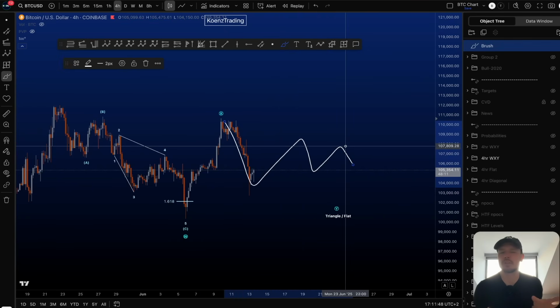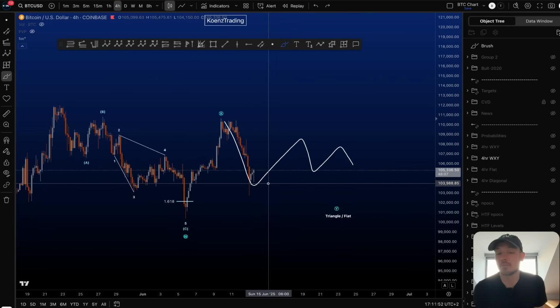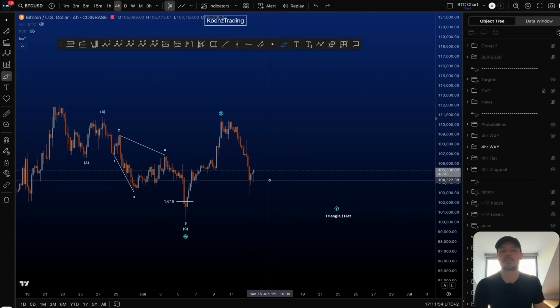Generally, a triangle only becomes relevant at wave D or E, and then here we are. Wave A maybe finished, maybe not. So it's a bit early.